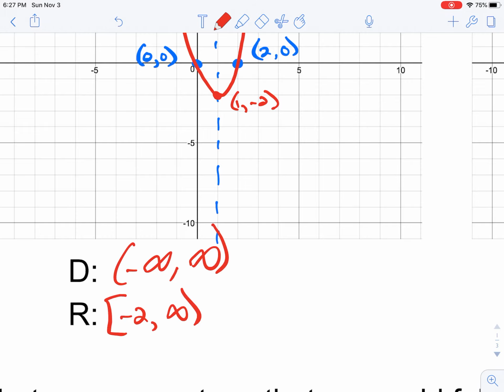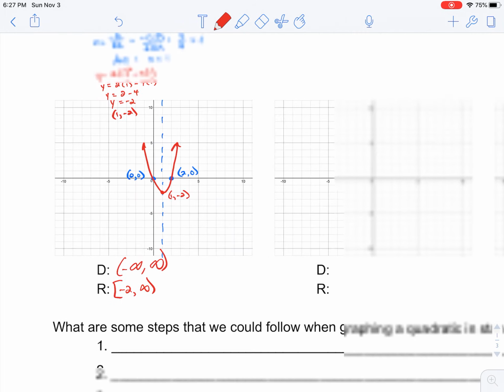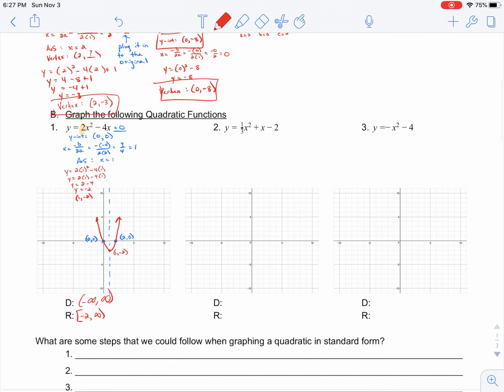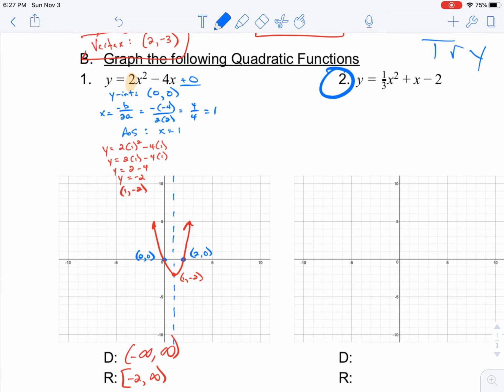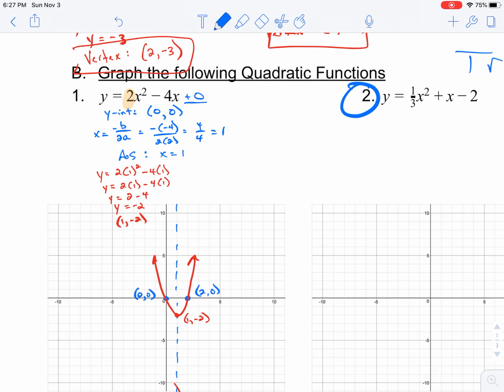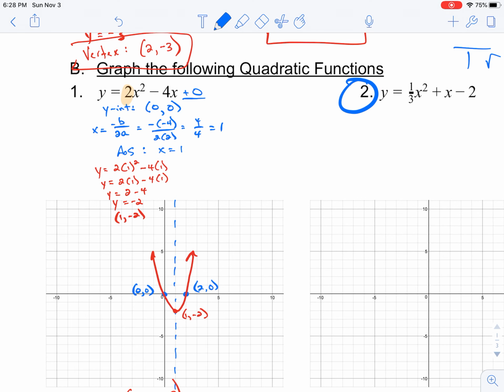I don't think I need to show you another example. I do think that you can go and try 2 and 3 on your own right now. So you're going to try both of those. Just to recap here, we started with the point we knew without doing any work, the y-intercept. We then found the axis of symmetry, which gave us a second point. We then plugged that value in for x to get a y value, which gave us the vertex.